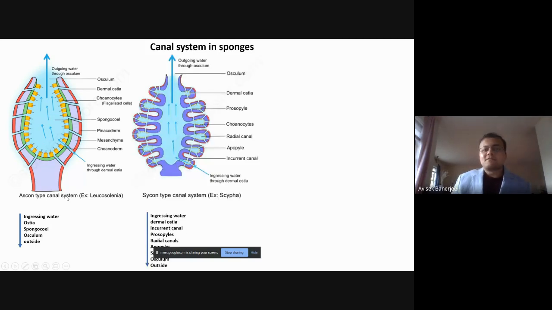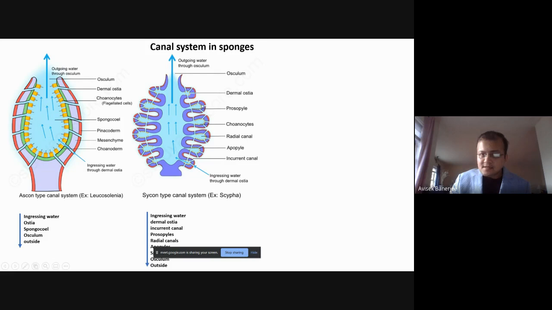Now, we have two more, okay? And again, if you know these types of canal system, if you know the different features of sponges, it will be easier for you to do the classification and remember it, okay? So the other type of canal system is the syconoid canal system, where the body is actually folded. And what does that mean? You can see very clearly that this spongocoel is no longer lined with choanocytes or flagellated cells.